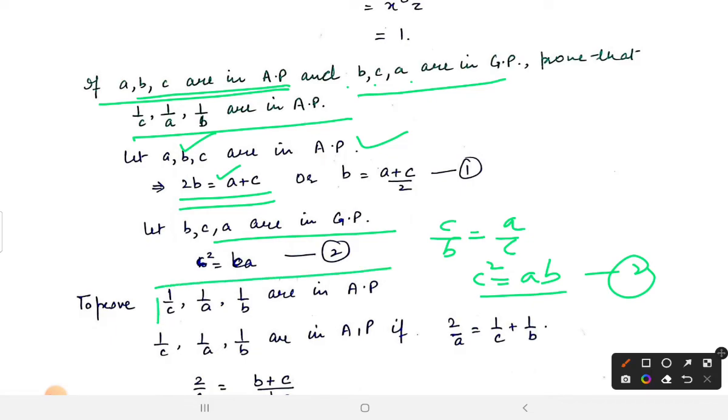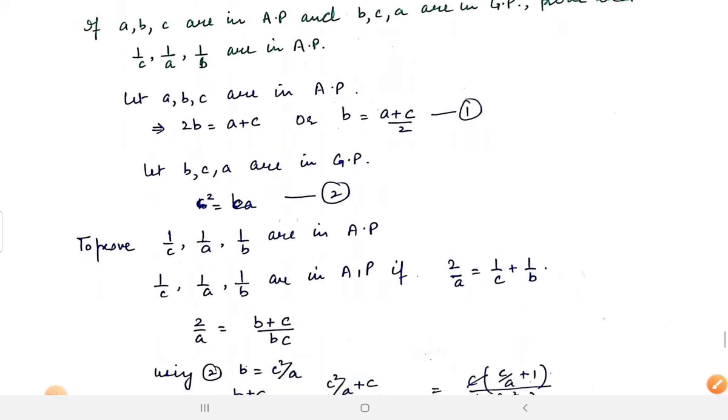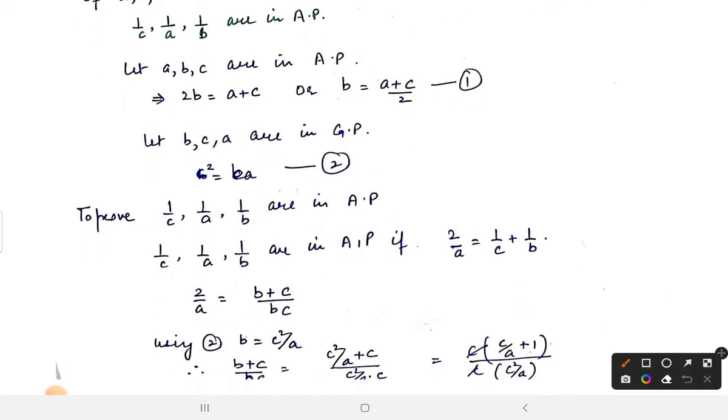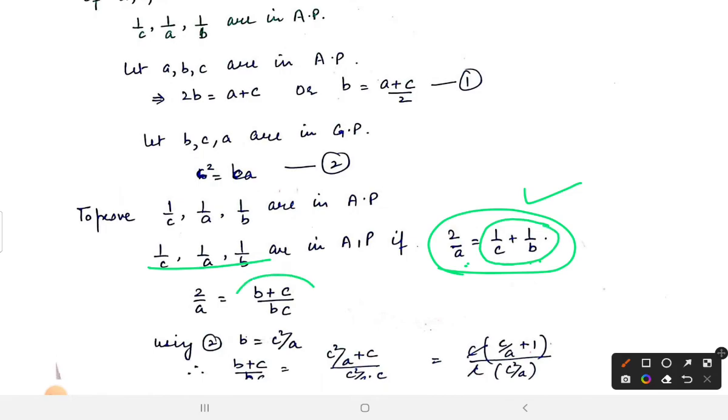Now we want to prove that they are in AP. They are in AP if this number is the arithmetic mean between these two numbers. So we have (1 by c plus 1 by b) divided by 2 is equal to 1 by a, and if we take the 2 to the other side, it is 2 upon a is equal to 1 upon c plus 1 by b. If these both are equal, then the numbers are in AP. So let us now calculate the right hand side of this expression. Take the LCM: (b plus c) upon bc.